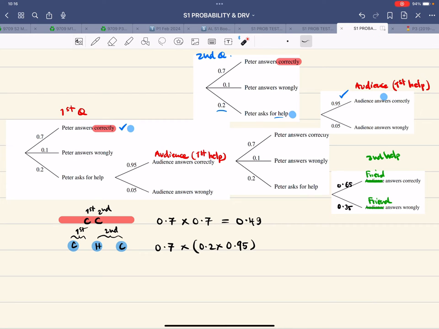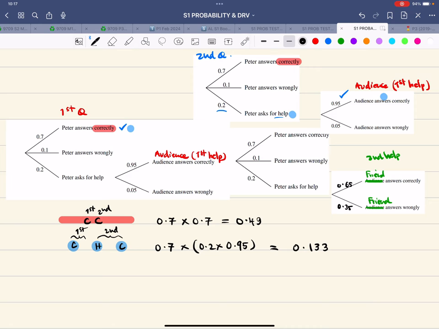So let's go over it again. The first is answered correctly, 0.7. Then this is an extension like here. This is 0.2 and this is 0.95. Let's grab a calculator, multiply, and this comes out to be 0.133, and this is exact. There is no rounding off.